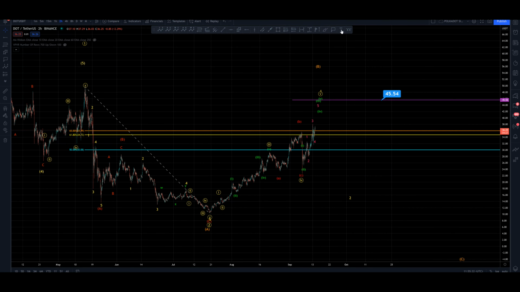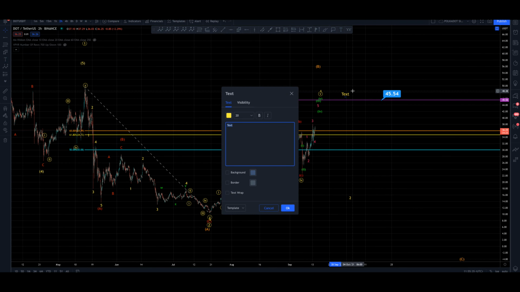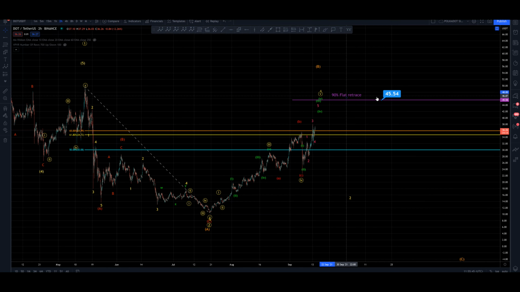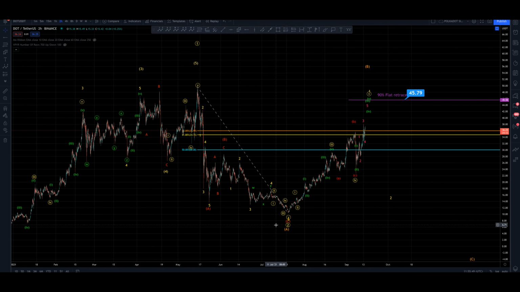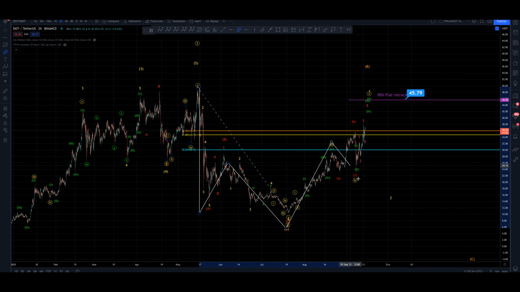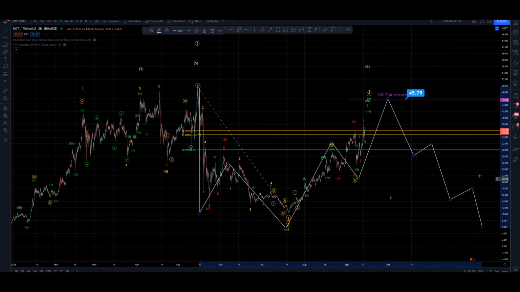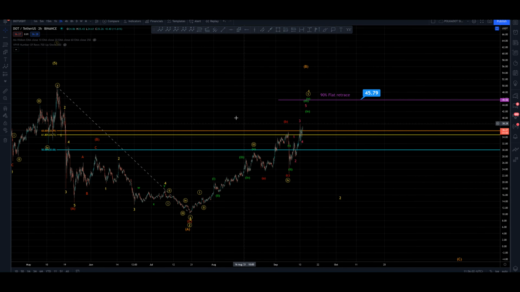and we'll call this 90% flat retrace. This is the expected target. The target we would expect to see if we're going to be doing that flat pattern. We want to come to at least a 90% retracement of this move down to get that 1, 2, 3, 1, 2, 3 flat, then 1, 2, 3, 4, 5 in the C, A, B, C. So either way you cut it, there's still room above us to run at the moment.